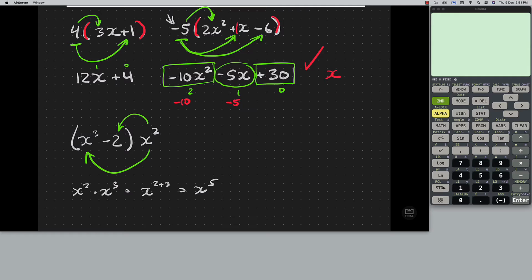Now the second one, x squared times -2, and that is just going to equal -2x squared. So we have, again, two terms right here, and this first one has a degree of 5 and the second one has a degree of 2. So to put this in descending order, the answer would be x^5 minus 2x squared.